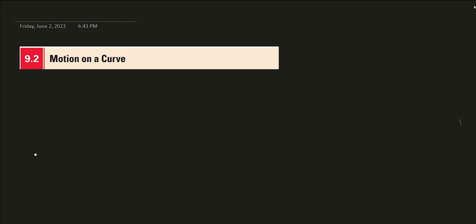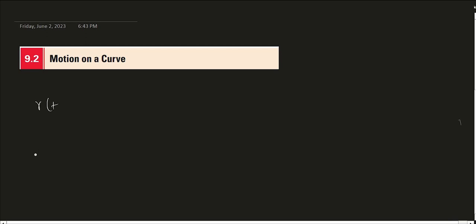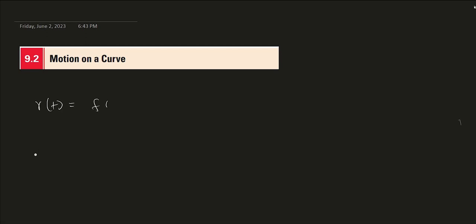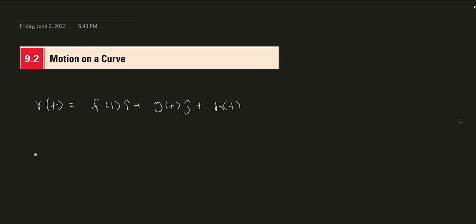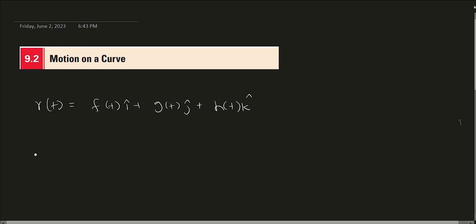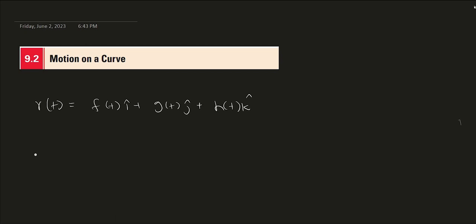Hi guys, so in this video we're gonna go over section 9.2, which is motion on a curve. In this section we're gonna start off with acceleration and velocity. We're given a vector function, f of t i hat, g of t j hat, and h of t k hat. So how do we find the velocity of such a vector function?